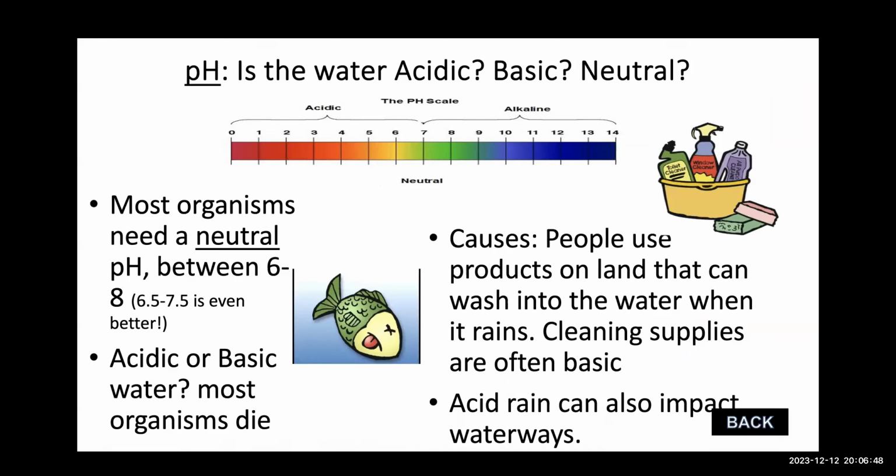So for pH, is the water acidic, basic, or neutral? Most organisms need a neutral pH, or in acidic or basic water, organisms die. And also, we want to focus on what people do on land, and people use a lot of products on land, and cleaning supplies that are often used outside tend to be basic.